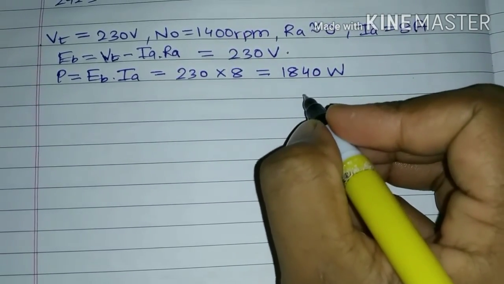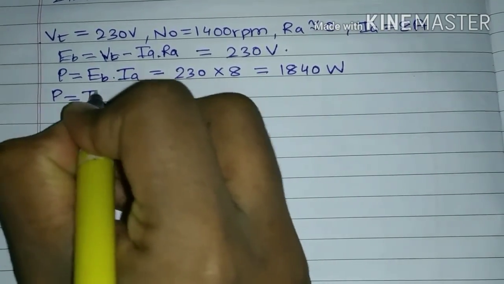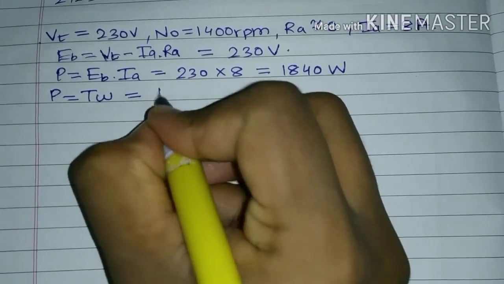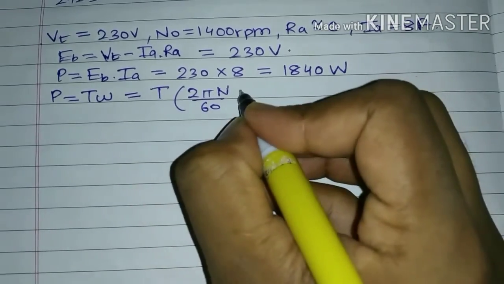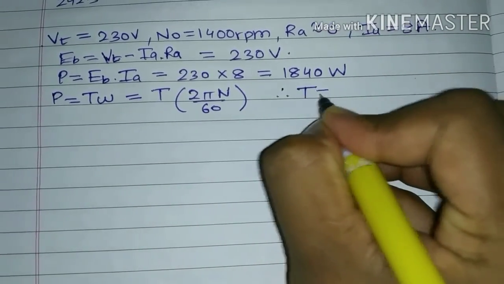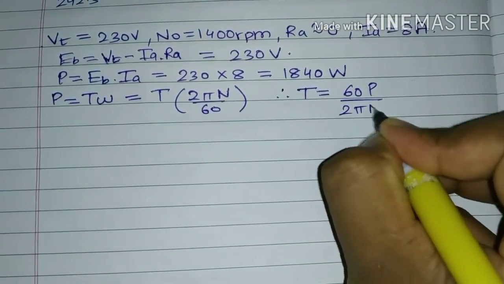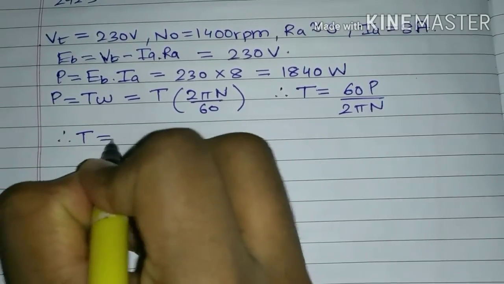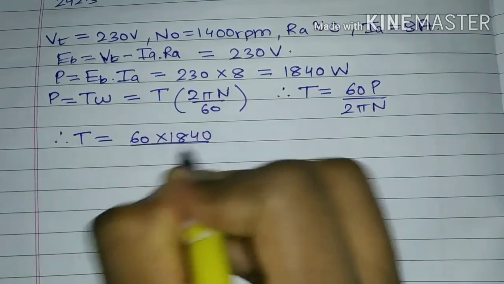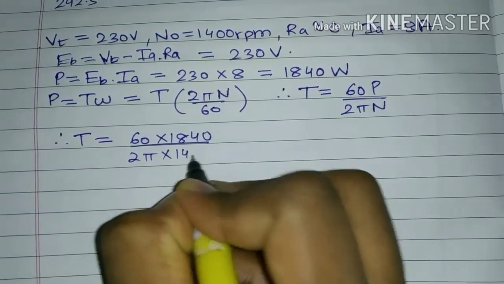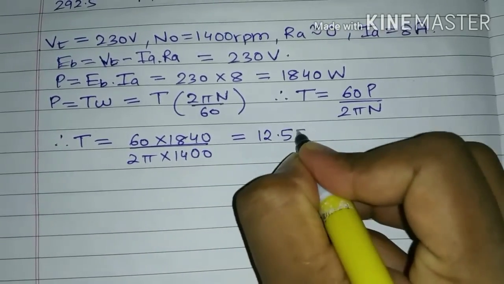But we also know that power developed is the product of torque and the speed. Hence P is equal to T into omega, where omega is in radian per second, is equal to T into 2 pi into n upon 60, where n is speed in RPM. Hence T is equal to 60P divided by 2 pi into n. Therefore T is equal to 60 into 1840 divided by 2 pi into 1400, which turns out to be 12.55 Newton meter.